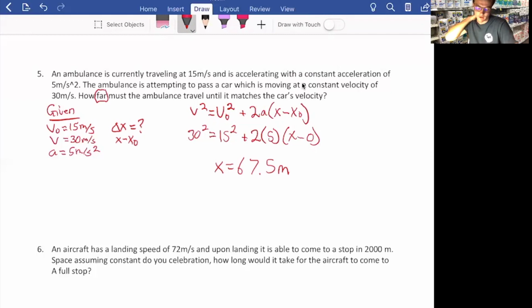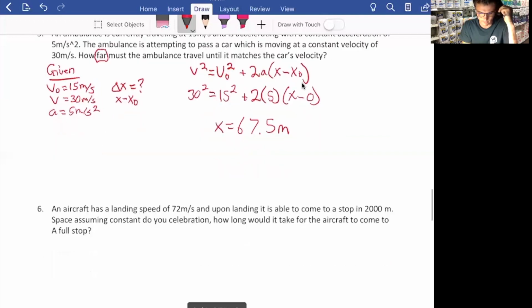So that's how far the car traveled while it was speeding up to try to match the other car's velocity. It didn't catch up with it yet, but it matched the car's velocity, essentially. So that's that. Let's just go straight on to number 6.